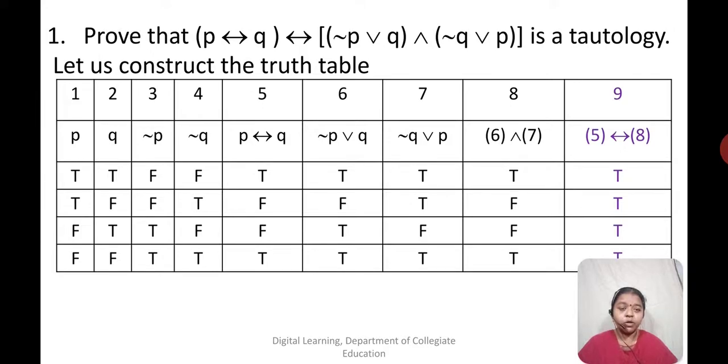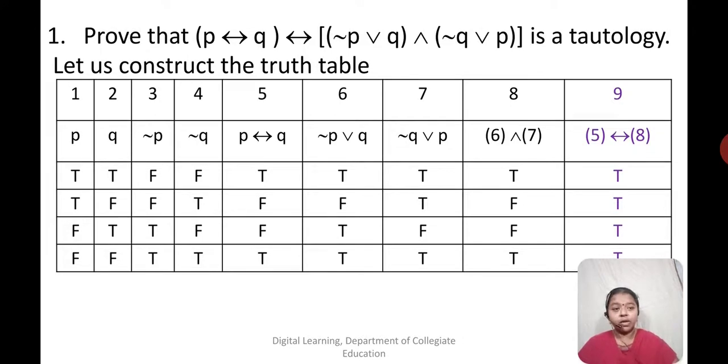Now let me look into column number 5 and 8. The first entries in both are capital T. So double implication gives me capital T. The second values, both are capital F, and its answer is going to be T. The third value, both are capital F, so our answer is capital T. The last combination, both are capital T, so obviously our answer is capital T. So what you have observed here is, in column number 9, we have 4 entries and all the 4 entries are capital T. I hope you have understood this.